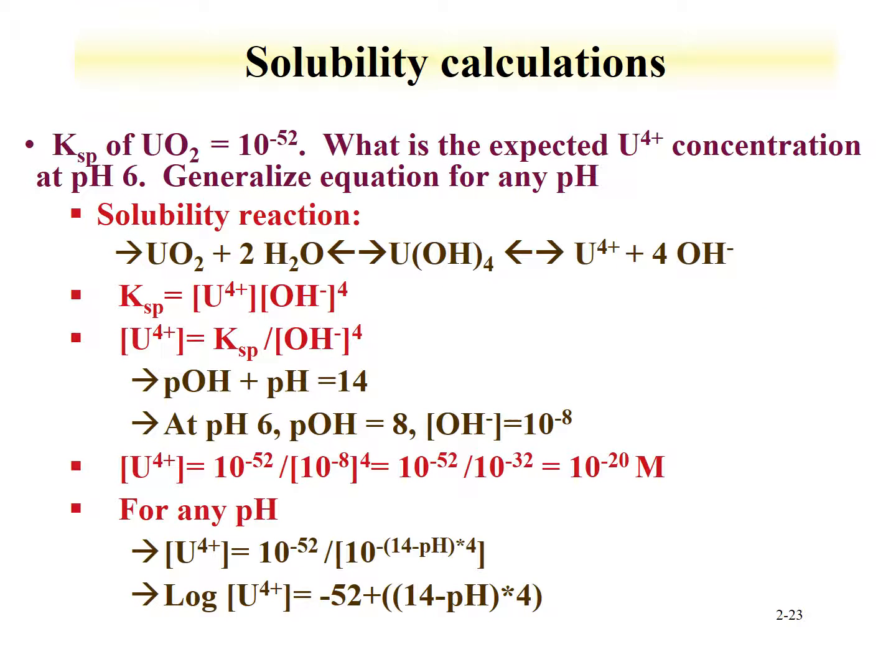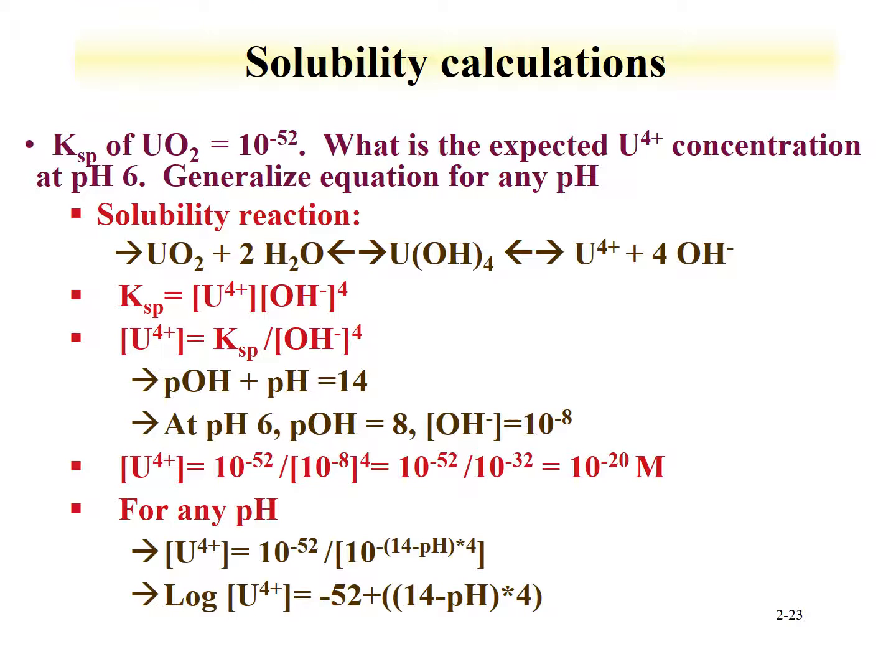We can use this with uranium. Here's a literature value for the KSP of uranium dioxide. The value is 10 to the minus 52. If I use this value, what's the expected uranium 4+ concentration at pH 6, and then generalize the equation so I can calculate the uranium-4 concentration at any pH. Now, in an actual solution, if the uranium-4 then oxidizes to the 6, your total amount of uranium in solution would be much greater than what you calculate from the KSP. But let's use this as an example.